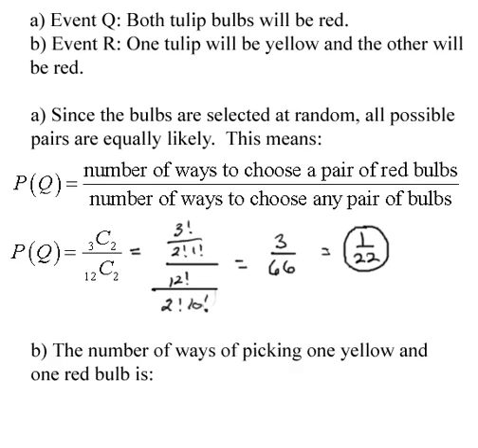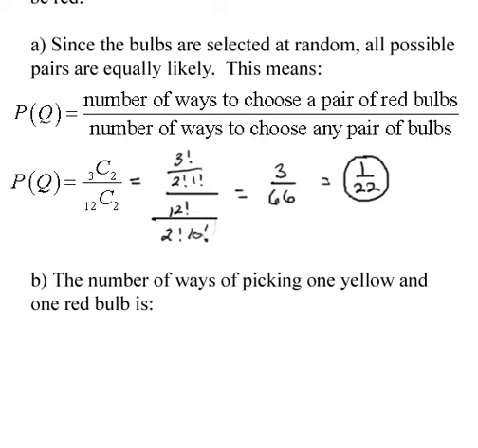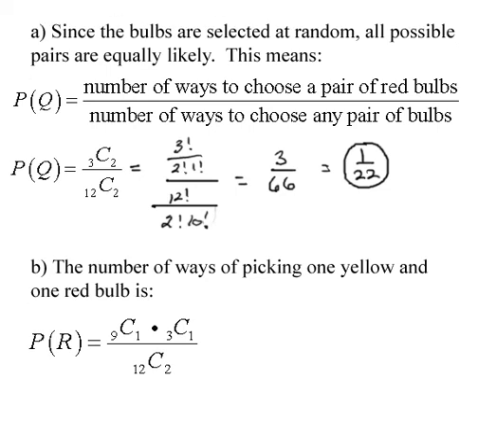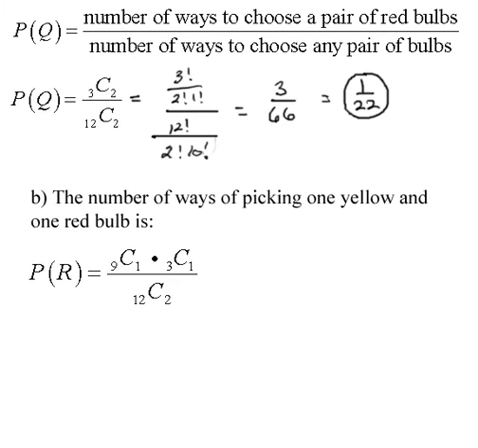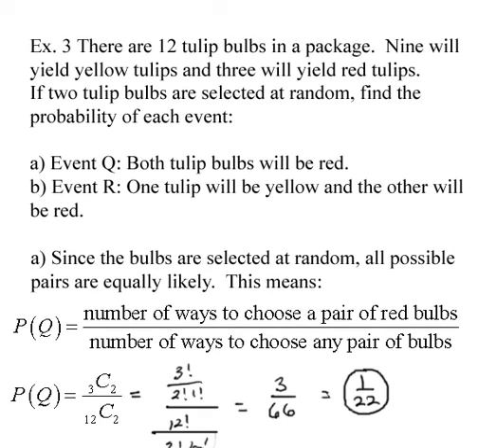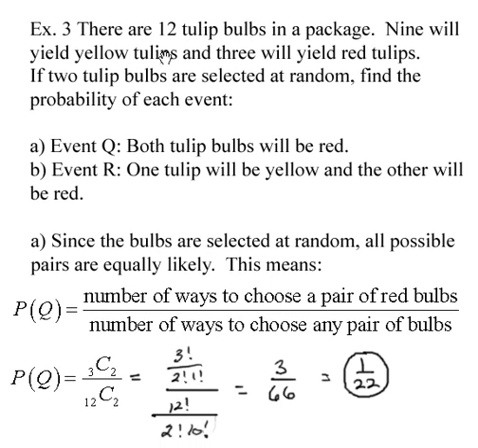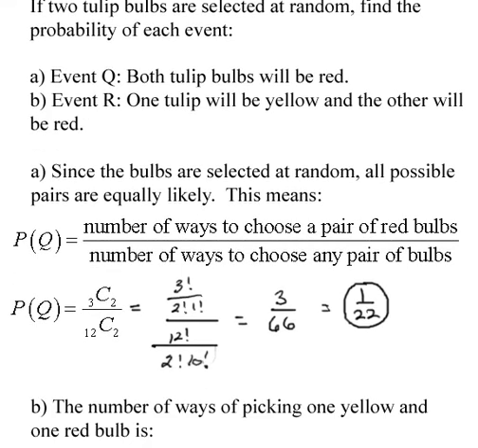Now the second part of our problem says 1 yellow and 1 red. I'm emphasizing the word "and" here for a second because that's going to imply, informally for now, multiplication. So let's look at our favorable or desired outcomes. We've got 9 bulbs to choose from. Let's go back and look at it. 9 will give us yellow, and then 3 will give us a red tulip.